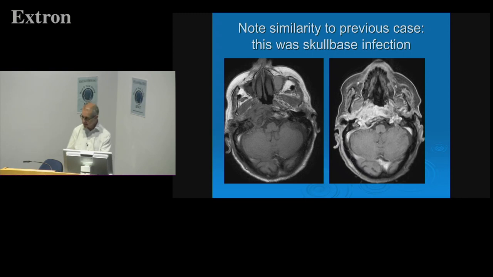So please insist that your radiologists don't chop and change what they're doing each time.